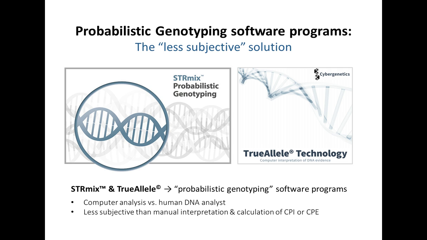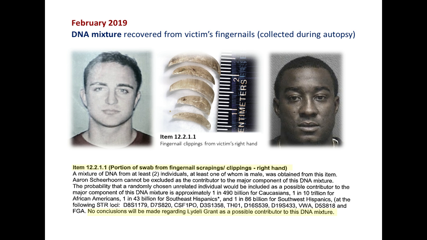But the previous way we were doing it, again, involved calculation of what's called a CPI or CPE, combined probability of inclusion or combined probability of exclusion. We have abandoned that approach now, and we're using these computer software programs. So we still have the human DNA analyst that is extracting the DNA from the evidence, doing all of the laboratory work to generate the DNA profiles, but once the DNA mixture profile is developed and produced, then we're letting a computer software program analyze the data instead of us doing it as humans.